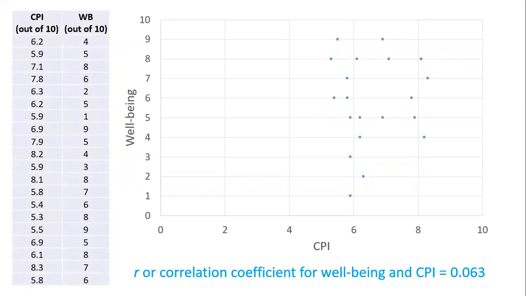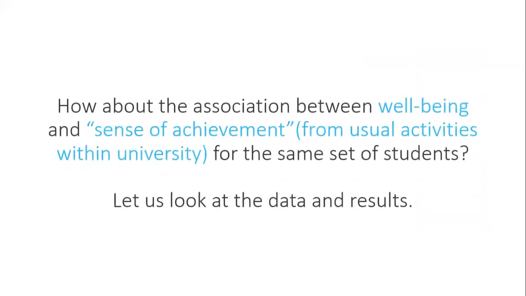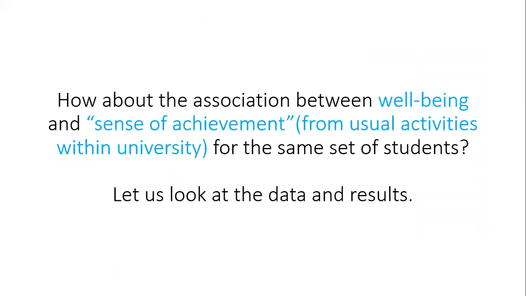It will be associated with a decrease in well-being of the set of students about which we have the data, the students from one of the universities, and we had the simulated data regarding them. Now comes another question. So let's look at how the association between well-being and a sense of achievement from usual activities within the university for the same set of students. Let's look at the data and the results and try and see: is it again 0.063, just like well-being and CPI, or does it tell us something else?